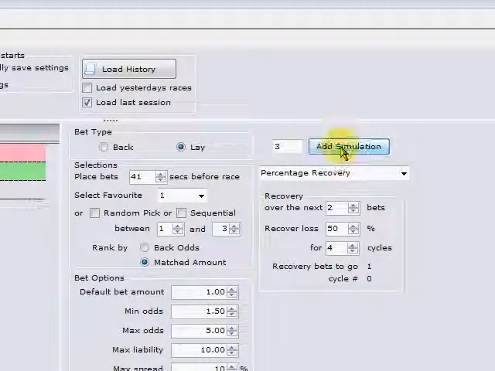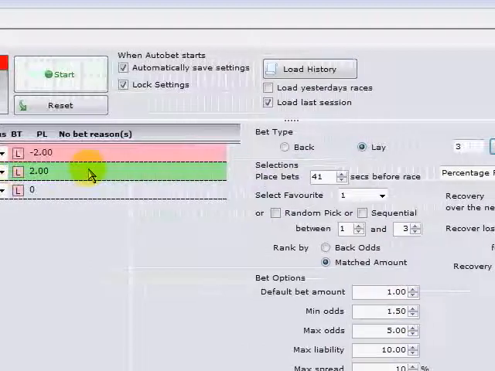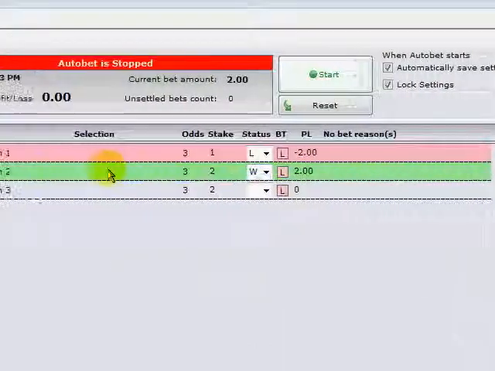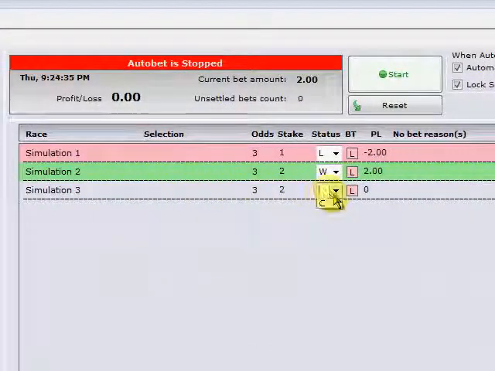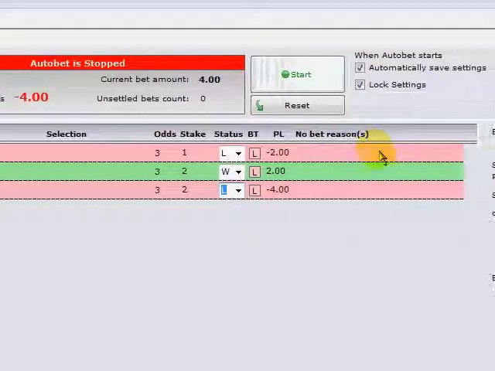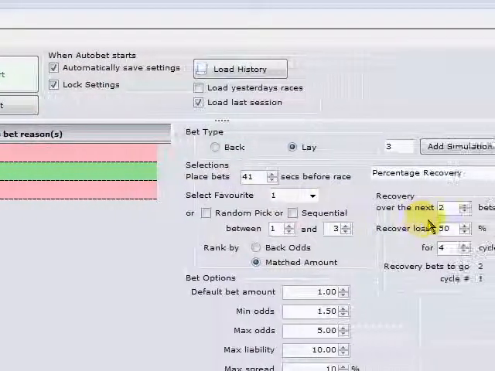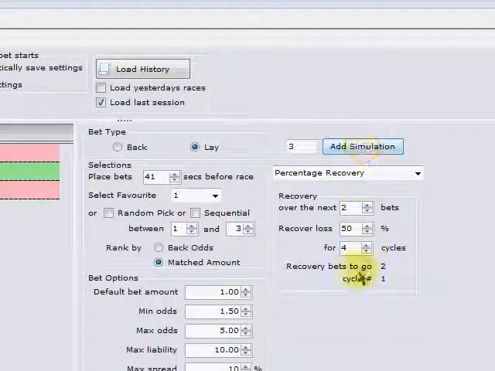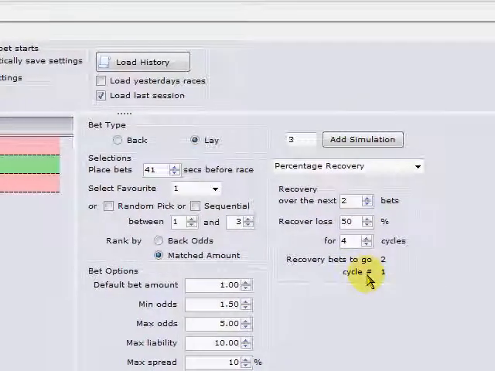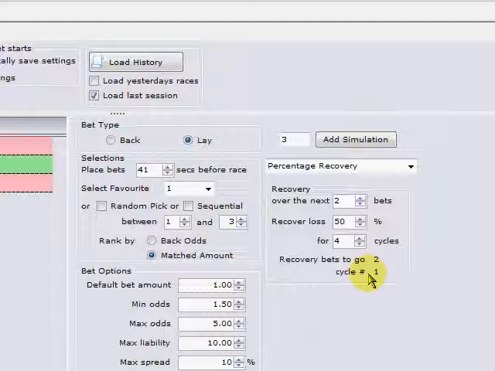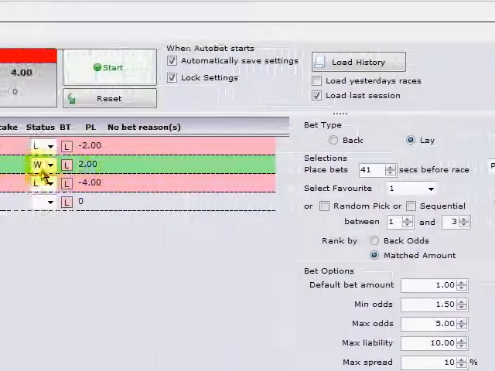So let's add one more, and let's say this one was also a loss. Like so. And because we still had the bet of $2 recovery amount, we're now at -4. So let's go ahead and put in another one. You can see here, we're on cycle 1 now, because we were still in recovery mode when we had another loss. Let's actually make this one a loss as well.